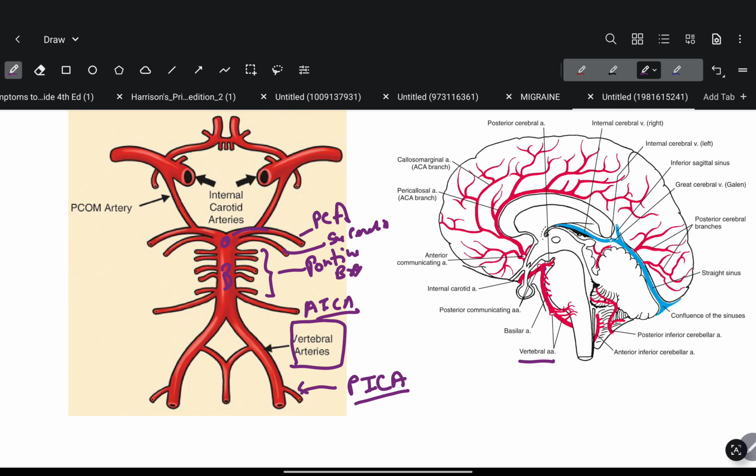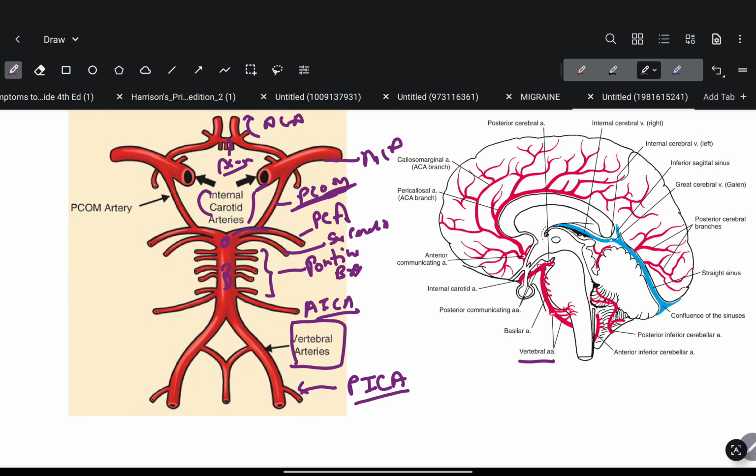Then from the anterior circulation part, here comes the internal carotid artery. This is the internal carotid giving off the middle cerebral artery branch, and posteriorly this is the PCOM, posterior communicating artery. Then ahead this is the anterior cerebral artery, and this is the ACOM, anterior communicating artery.